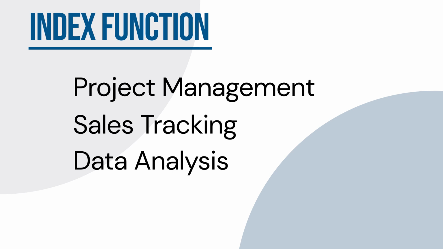While the index function is powerful on its own, you can take it to the next level by combining it with the match function. This combination allows you to create dynamic lookups where the row or column number is determined by the position of a specific value within a range. If you want to learn how to do this, check out our video on combining the index and match functions in SmartSheet.